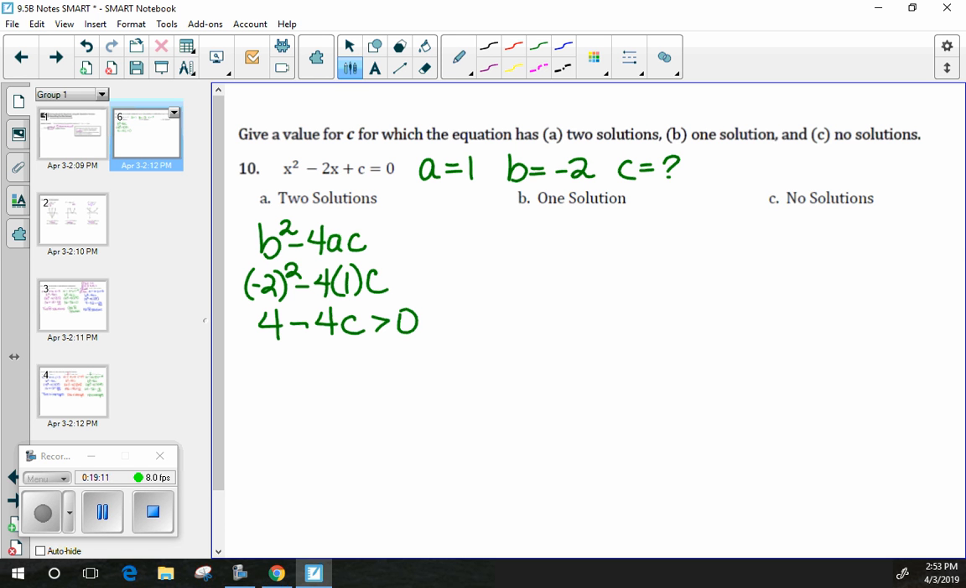I don't know, would 0 work here? Yeah, it would. C could be 0, right? C could be 0, and then I would have 4 minus 0, which gives me a result of 4. That's perfect. Any other ones that y'all came up with?